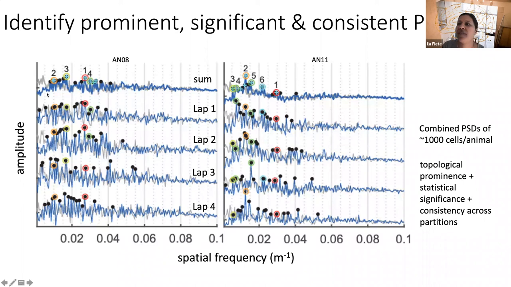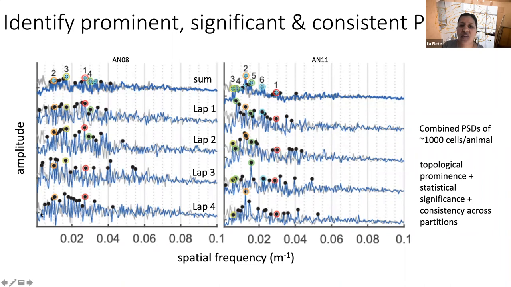What we find is that when we sum the power spectral density of all the place cells across all the laps, there are just a few notable peaks that are prominent, significant, and consistent, three different measures of the relevance of these peaks. These peaks are consistent across laps in the run, and also consistent across disjoint partitions of place cells. We can take our set of 2,500 place cells, partition them into four disjoint subsets, and find the same peaks over and over again, showing that there are some prominent features in the power spectral density.